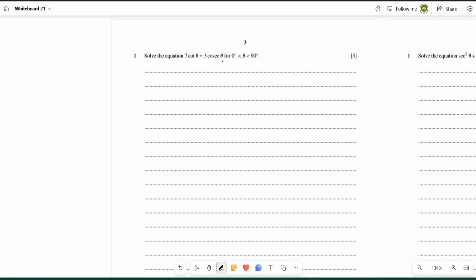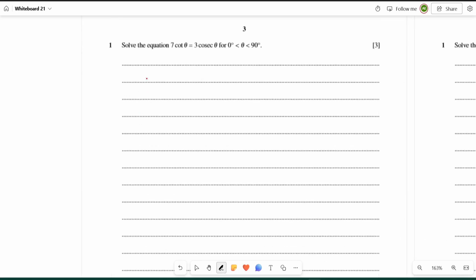So 7 cotangent theta equals 3 cosecant theta. Whenever I don't know how to start, I will always start by changing everything to sine and cosine, and see. This is a trial and error. I'm going to see if that's going to help. So let me try and do that.